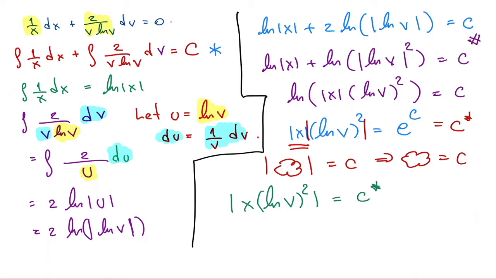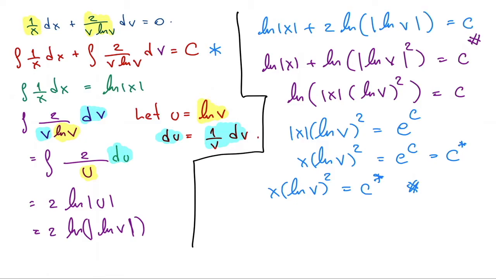Make sense? Because log v squared is always positive, so I can put the absolute on it. And right now we have absolute of something equals constant, so I can take the absolute out. So this is the solution. Let's call it c double star.